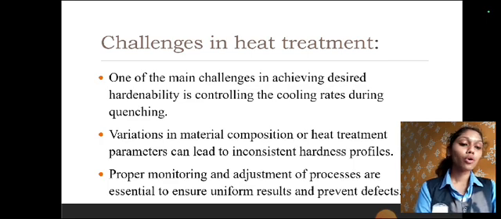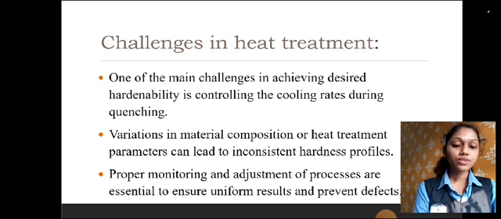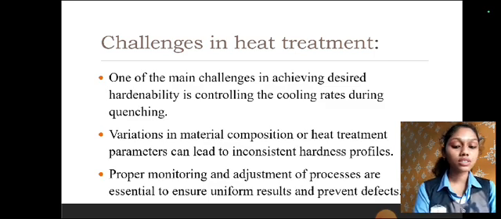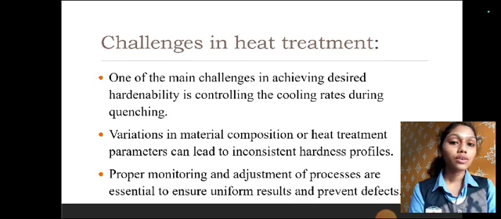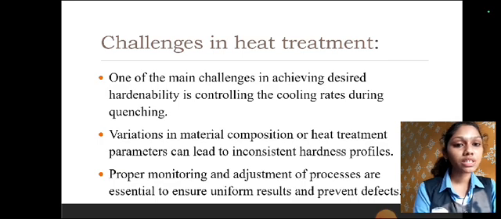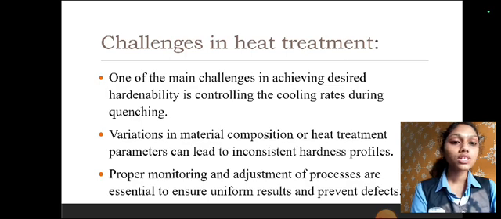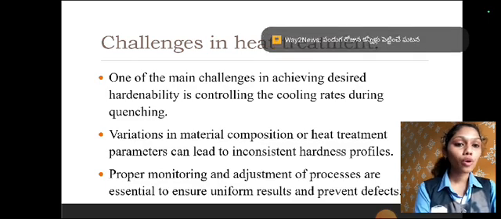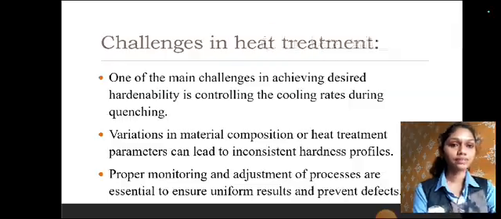Improper hardness, cracking, improper patterns, quenching issues such as foaming or excessive drag-out, corrosion issues, and biological issues such as bacteria, fungus, or odors. Variations in material compositions or heat treatment parameters can lead to inconsistent hardness profiles. Proper monitoring and adjustment of processes are essential to ensure uniform results and prevent defects.